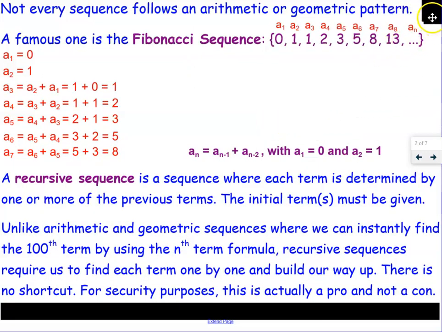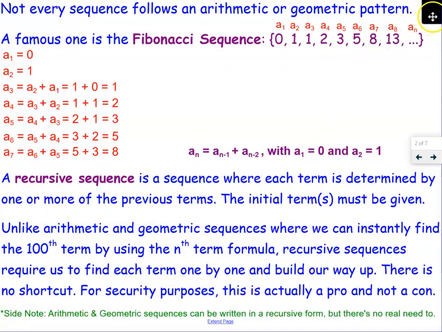Now, unlike arithmetic or geometric sequences where we can instantly find the 100th term by using the nth term formula, recursive sequences require us to find each term one by one and build our way all the way up. There is no shortcut. For security purposes, this is actually a pro, not a con, because you want to make it difficult. So if I wanted the 100th term, I have to find the 99th, which requires me to find the 98th, which requires me to find the 97th. It's a very, very long process.